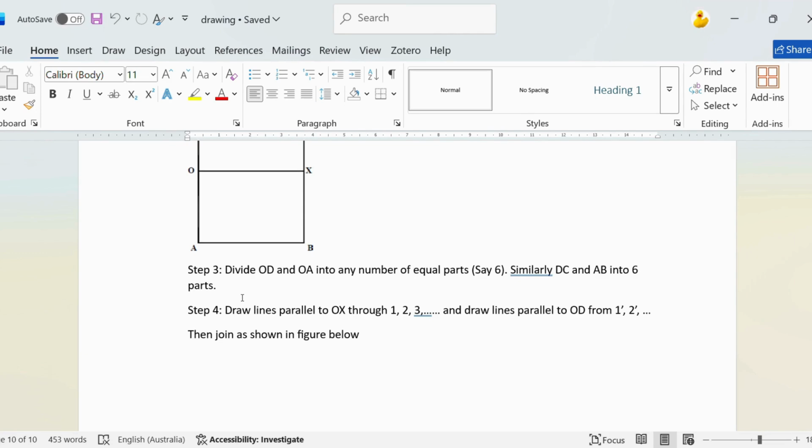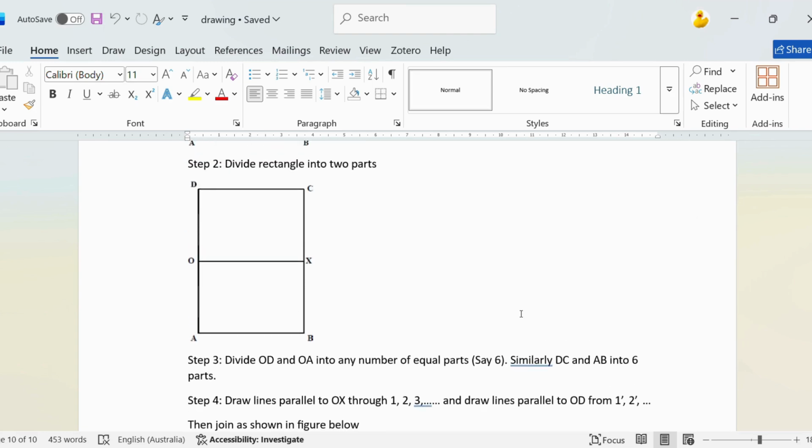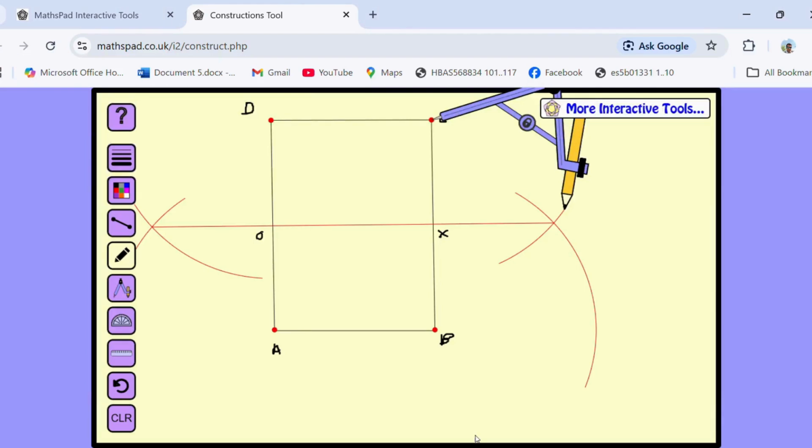In step 3, we divide OA and OD into any number of equal parts. In this tutorial, I will be dividing OA and OD into 6 equal parts. However, you can divide it into any number of equal parts. Let's say 8 to 12 or 13 or 14, whatever you like.